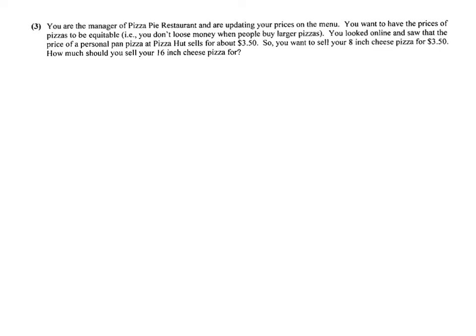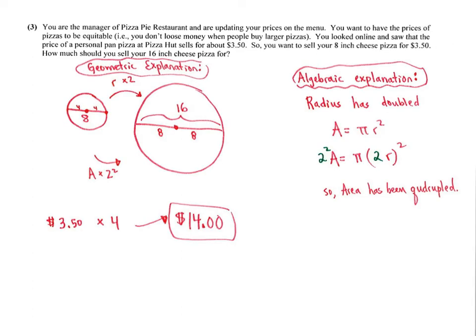Go ahead and pause this video and write down your answer. And the answer is $14. There are two explanations for this. Geometrically, we can see that if you are doubling your radius, you're really quadrupling the area. And you can see it pretty visually here.